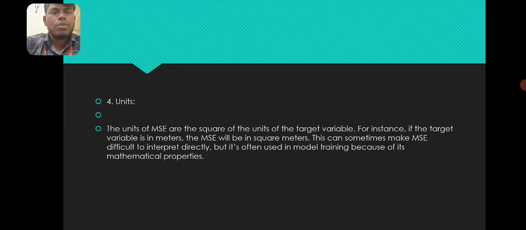Fourth one, units. The unit of MSE is the square of the unit of the target variable. For instance, if the target variable is in meters, the MSE will be in square meters. This can sometimes make MSE difficult to interpret directly, but it's often used in model training because of its mathematical properties.